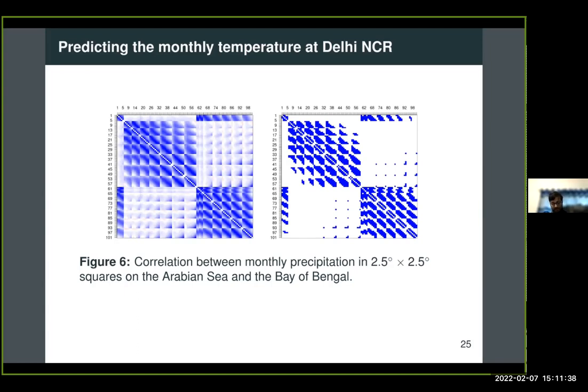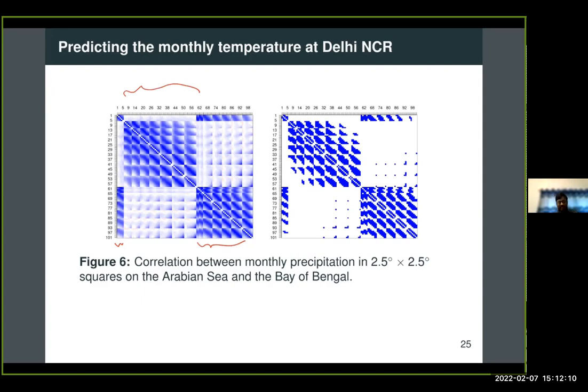So this is the correlation matrix of monthly precipitation in 2.5 cross 2.5 degree squares on the Arabian Sea and Bay of Bengal. You can see that there is a very nice cluster structure here. This part corresponds to the Arabian Sea, and this part corresponds to the Bay of Bengal.